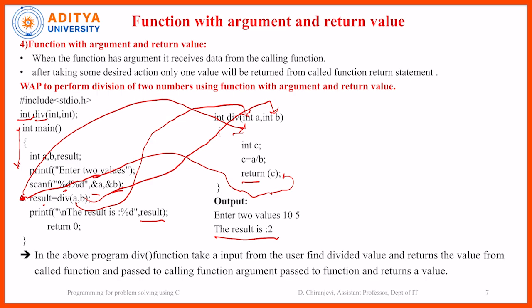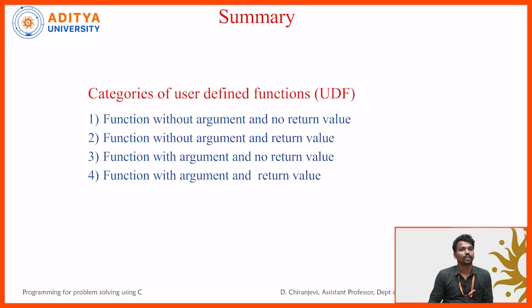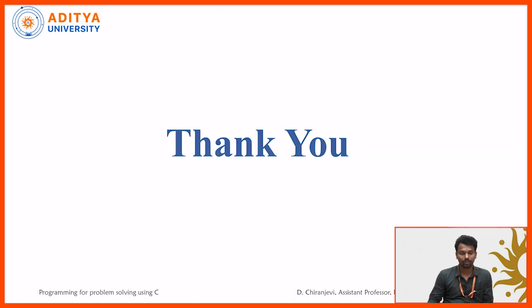So in the above program, the division function takes input from the user, performs the division, and returns the value to the calling function. We have passed arguments to the function and it returns the value. So in this lecture I have discussed function without argument and with return value, function with argument and no return value, and function with argument and return value. So these are the 4 categories I have discussed in this lecture. Thank you.